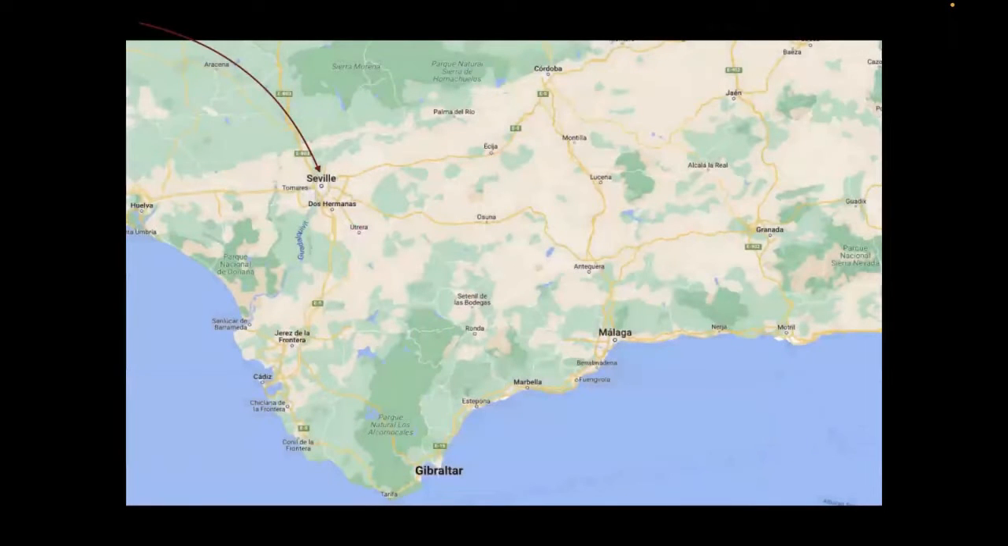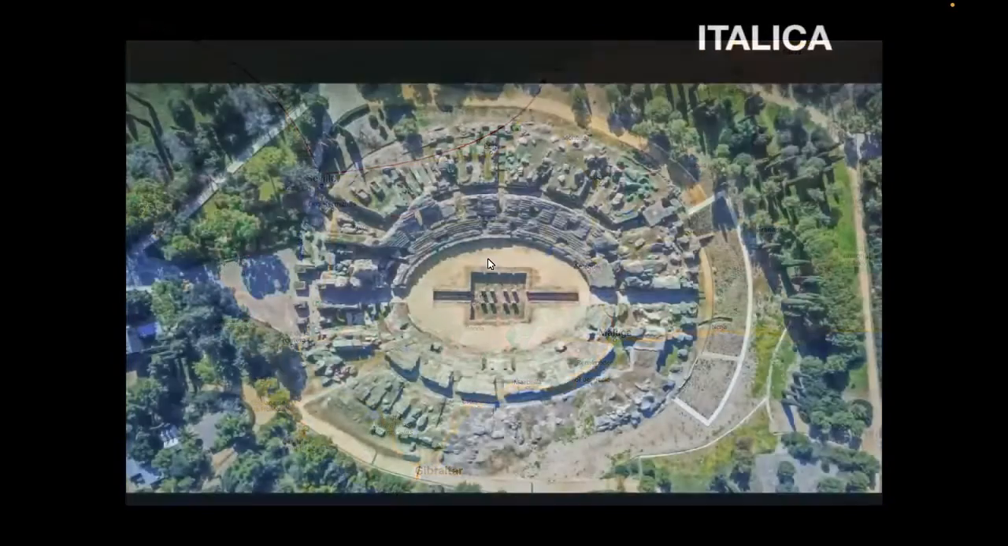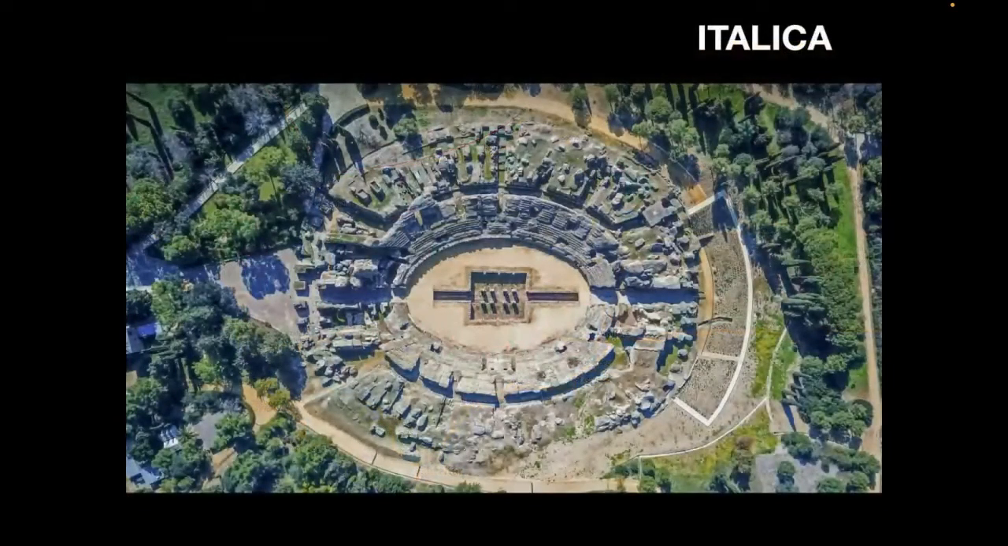After our nights in Seville, we will drive to Cordoba, visiting an important Roman settlement on the way, Italica. This is a settlement from 206 BC that was established by Roman General Scipio for the Italian forces in the region.